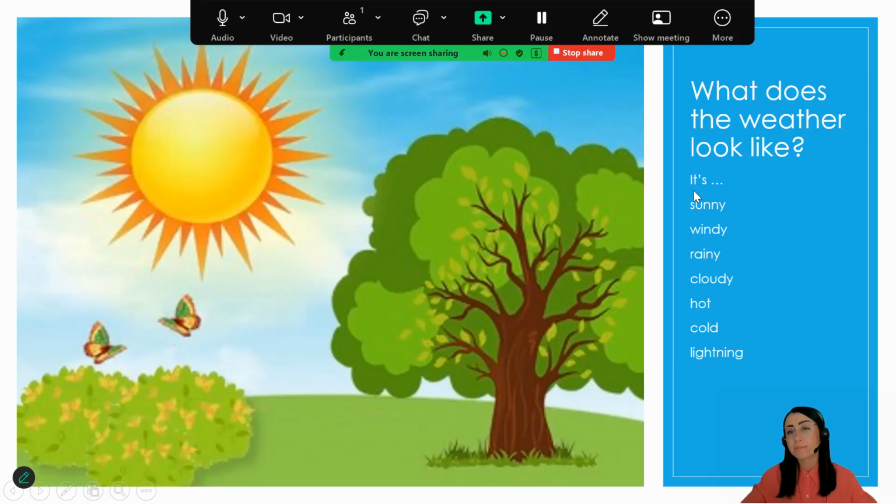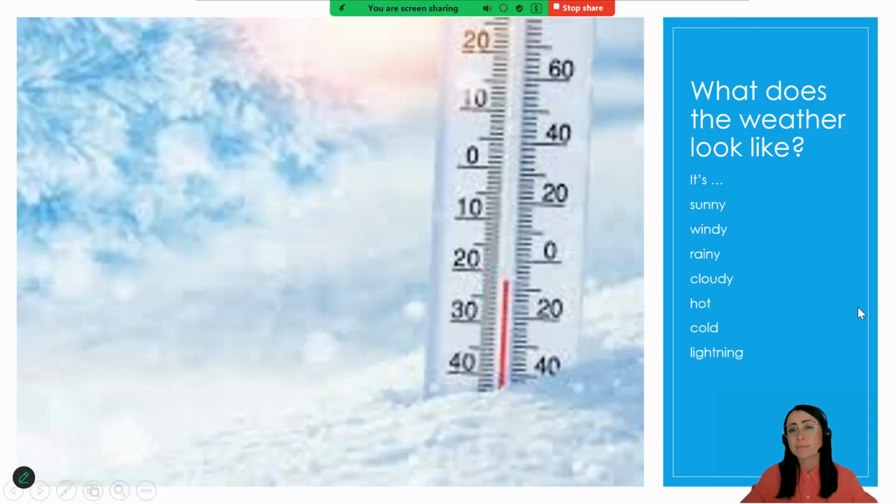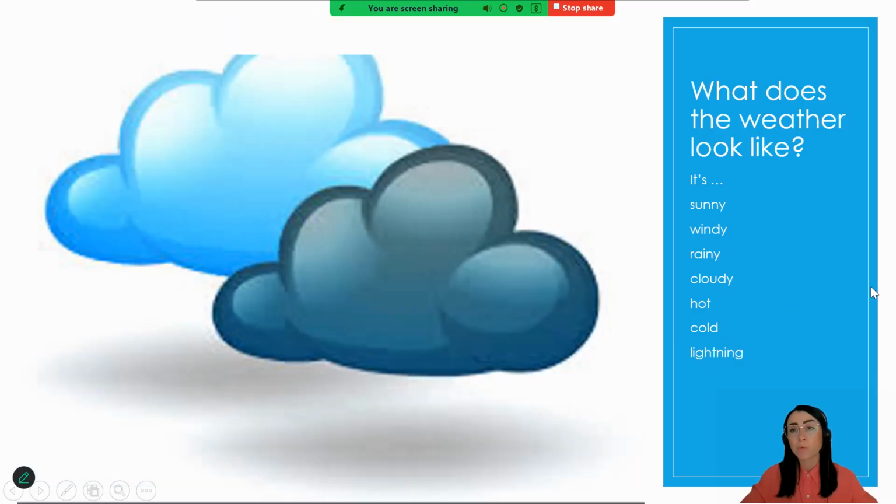It's sunny. Let's do the same with another picture. What does the weather look like? Below zero. The temperature is below zero, so it is cold. What does the weather look like? It's cloudy.